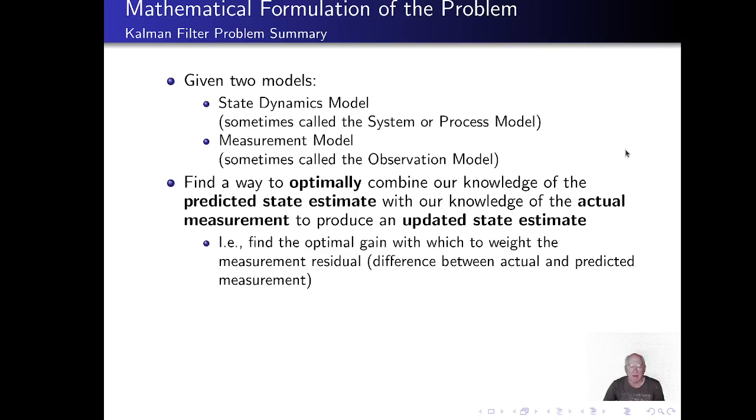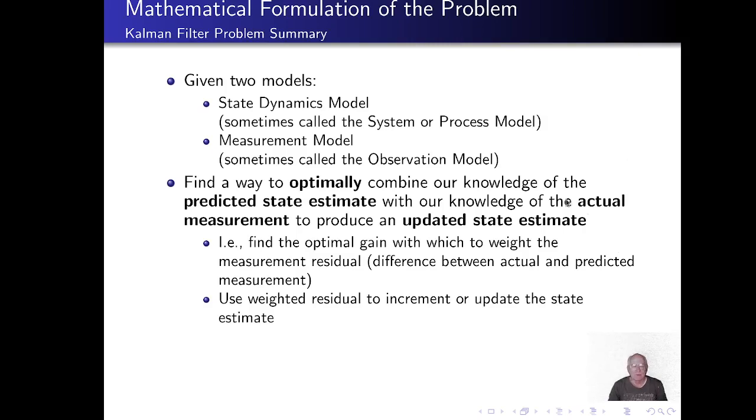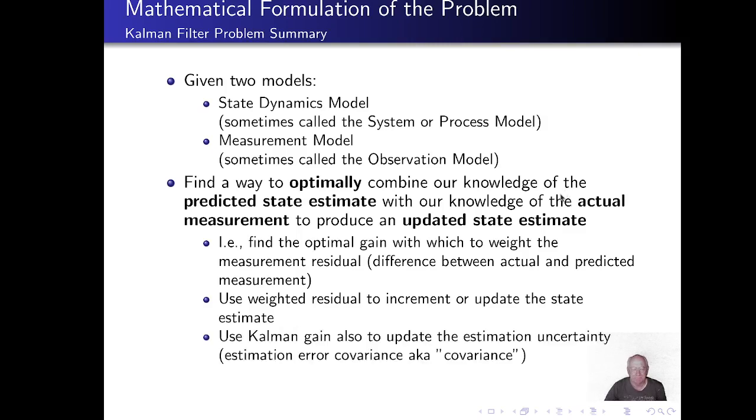So the goal here is to find an optimal gain with which to weight the measurement residual. If you recall, the measurement residual is the difference between the actual measurement and the predicted measurement. Once we have that weighted residual, we'll use that to increment or update the state estimate. It will turn out that the Kalman gain can be used to update the estimation uncertainty, which is also officially known as the estimation error covariance. Very often, however, we just use the term covariance itself.